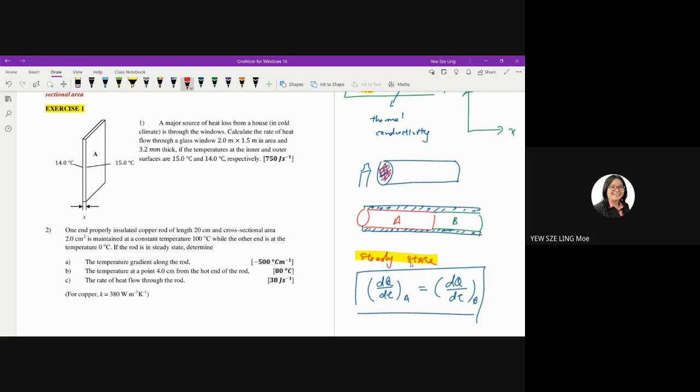So now what does it mean by a steady state then? What is the purpose of this equation? What does it mean by this equation? It tells you the rate of heat flow inside rod A is now equal to the rate of heat flow inside rod B. Now, it doesn't mean that both of them have the same temperature.